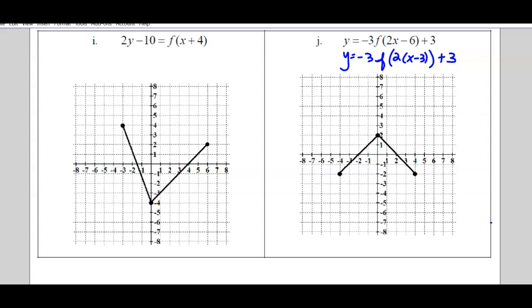I guarantee you on a diploma exam they'll give you something like that and ask you what the horizontal translation is, maybe other things too. And one of the possible answers will be to the right of 6. Okay? But it's not to the right of 6. It's to the right of 3.